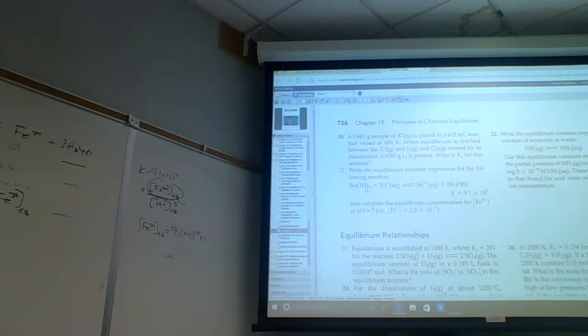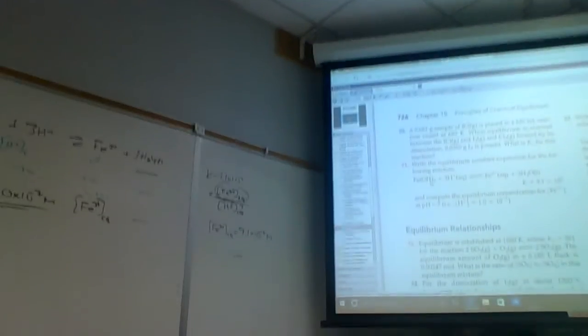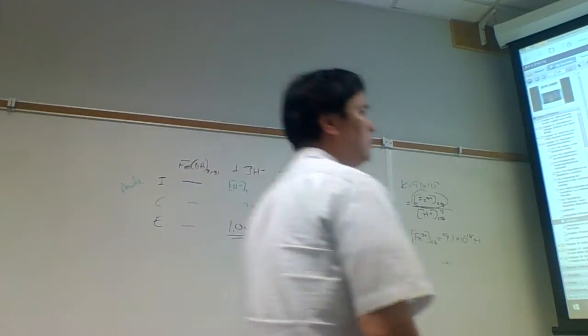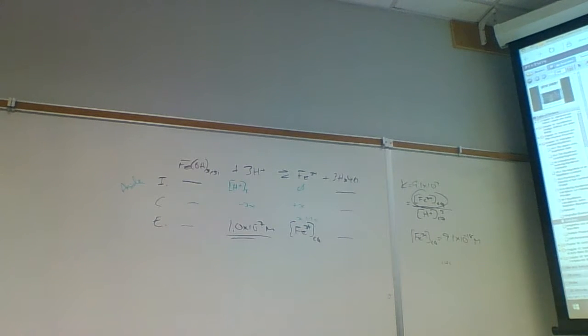So these are the types of variations that you see when you're doing these ICE tables. If you do a whole bunch of these, and you set them up in always the same way, then there aren't an infinite number of possibilities. There's a finite number of possibilities of the type of problems you're going to encounter.